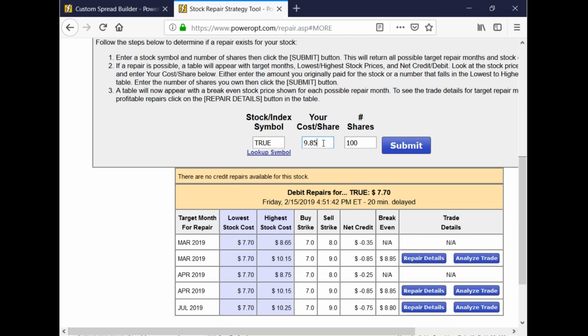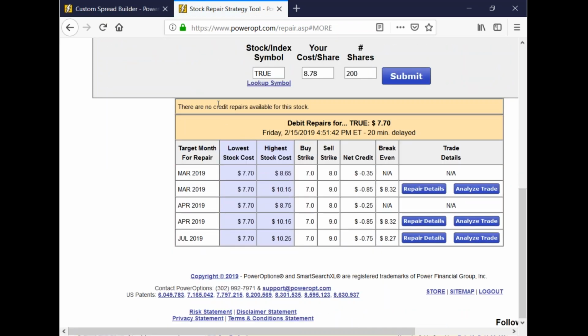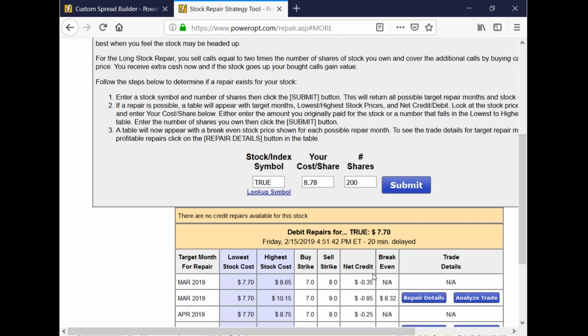So I do that, and now go to the stock repair. I have 200 shares at $8.78. Okay. Unfortunately, still no credit repairs on this, but look, we could still enter some of these debit repairs even out to April, and the break-even's only at $8.32, $8.27. Sometimes this is a more efficient way than just rolling down the position, okay?